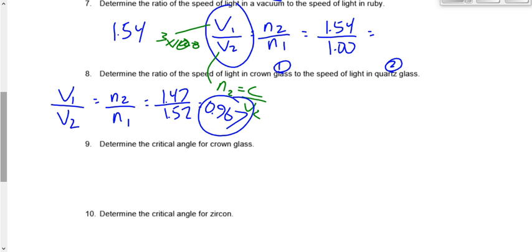This one we couldn't have just picked the index of refraction because our frame of reference was not a vacuum, right? In the first one, question number 7, it was the definition of the index of refraction of ruby. This one, number 8, is not the definition of the index of refraction because our reference point isn't a vacuum.